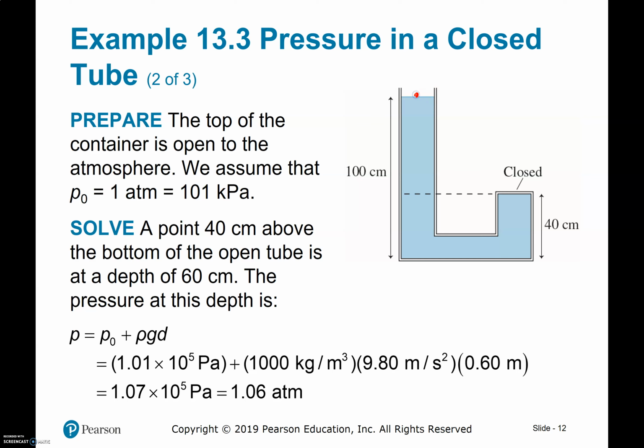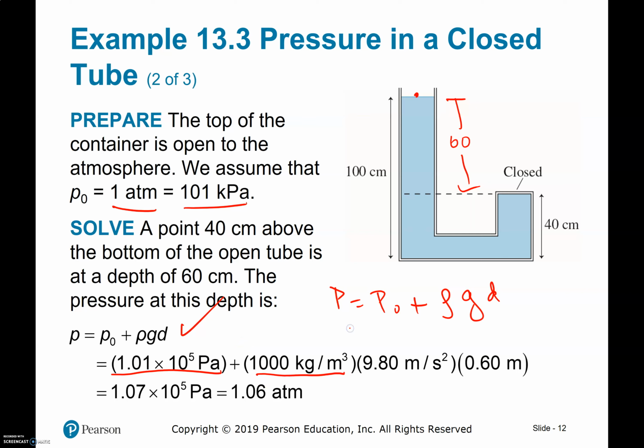Well, we know the pressure here, that is 1 atm, which is 101,000 Pascal, right? So this distance here is 60, right? So all you need to do is P is equal to P0, which is 1 atm, plus rho, the density of the liquid, times g times d, which is 60. So this is that equation. Then you have 1 atm, density of water, g, and 60, and you get that the pressure here is 1.061 atm, so a little higher than 1 atm.